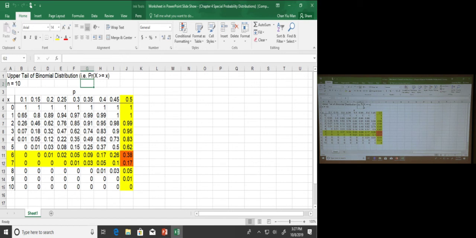So how to read it? The column heading refers to p: p equal to 0.1, 0.15, 0.2, 0.25. And the row heading refers to x. So if I want the probability of x greater or equal to 6 when p equal to 0.5, I look at this column and this row, and it's 0.38. This is the probability of x greater or equal to 6.